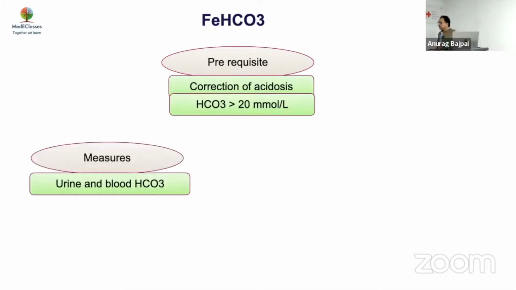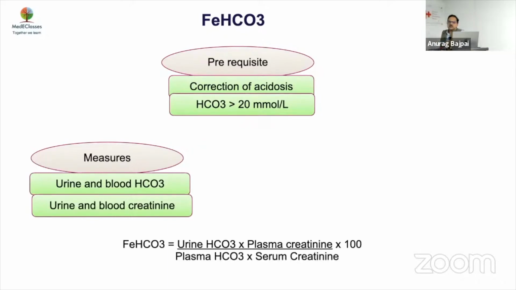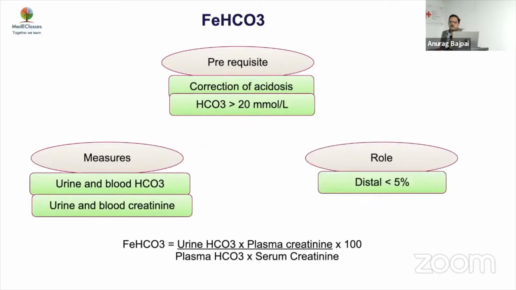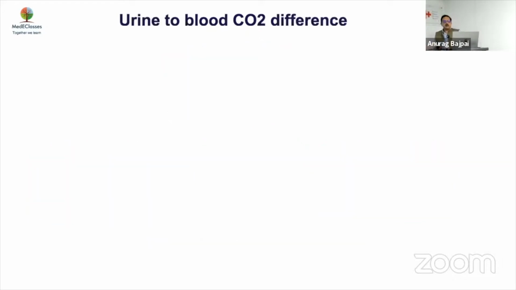The measures basically are that you look at urine and blood bicarbonate, urine and blood creatinine. So it's basically urinary bicarb upon plasma bicarb into plasma creatinine upon urinary creatinine into 100, which is a simple standard formula. If it is less than 5%, it is distal, more than 10% is proximal. But remember, you should do it only when your acidosis is corrected, not when somebody is acidotic. Then there is no point doing it in that regard.